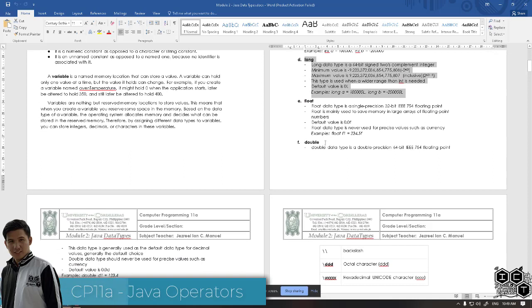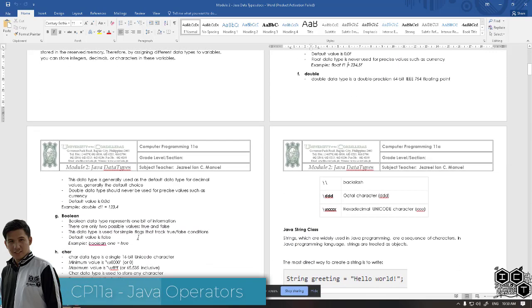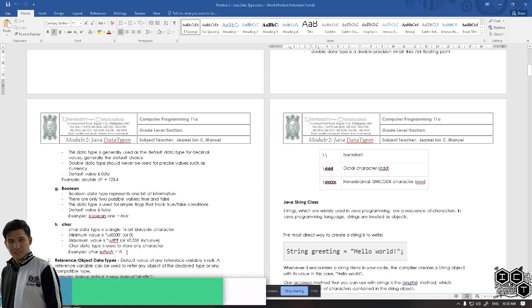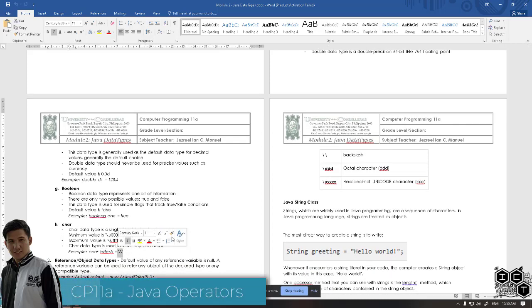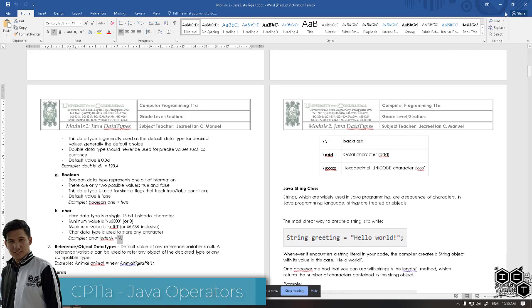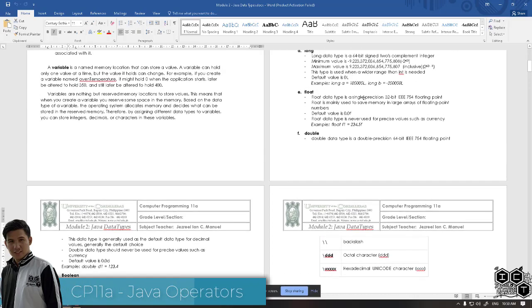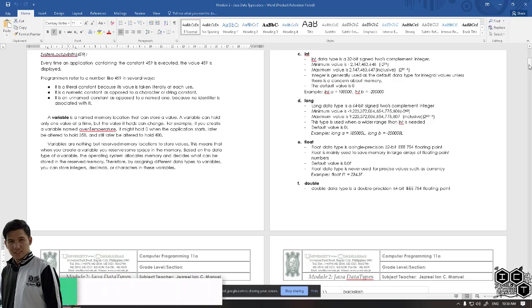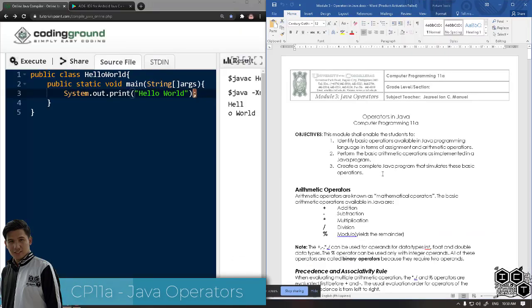Kapag double naman, it's more of like a floating point, decimal. Kapag float, ganun din, decimal, pero with lesser values comparing to double. Pag boolean naman, true or false lang yan. Pag character naman, just simply character pero enclosed in a single quotation. Actually, sobrang basic lang talaga ng Java data types. Kasi hindi pa talaga natin magagamit comparing dito sa next parts natin ng discussion, which is the operators in Java natin.